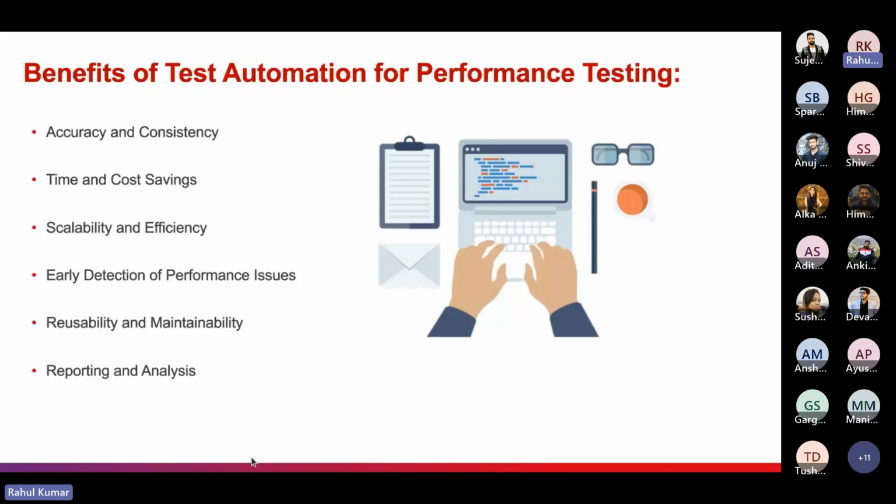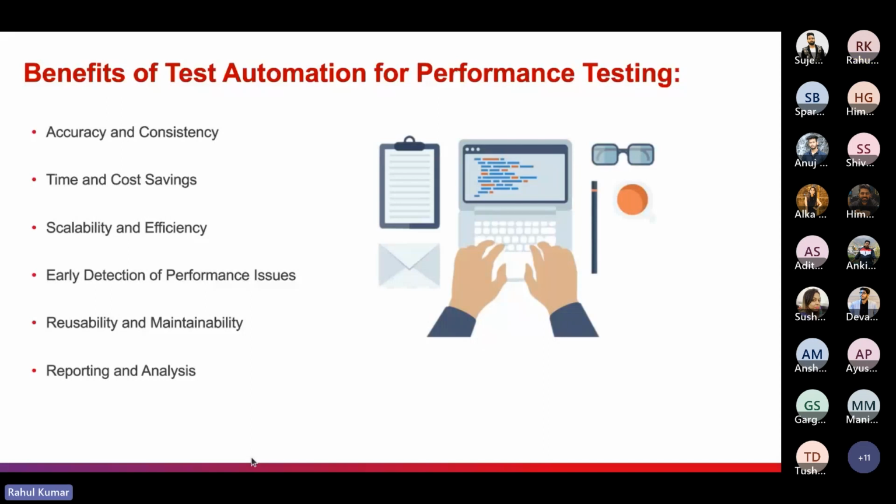The second last one, reusability and maintainability. The automated performance test scripts can be reused across different scenarios, environments, and even iterations, which saves the time and effort in script creation. It also uses the version control and collaboration features in the automation tools, which enable the teams to manage and track the changes to the test scripts.